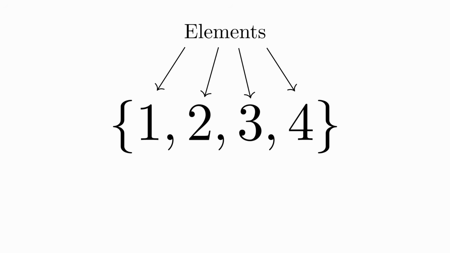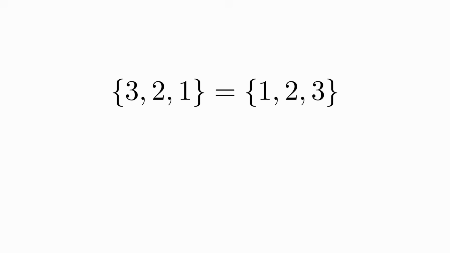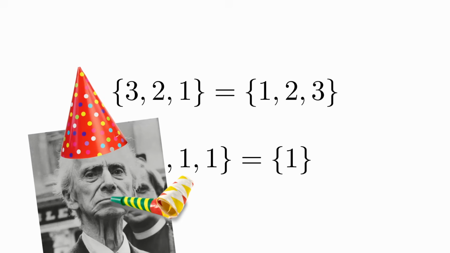A set, for those unaware, is a collection of things called elements written between curly brackets, where we don't care about the order and we don't care about duplicates. So, for instance, these sets are the same, and these sets are the same. There you go, you now know set theory.